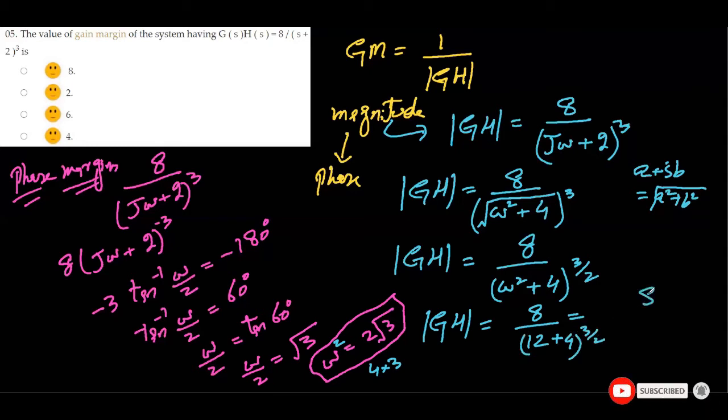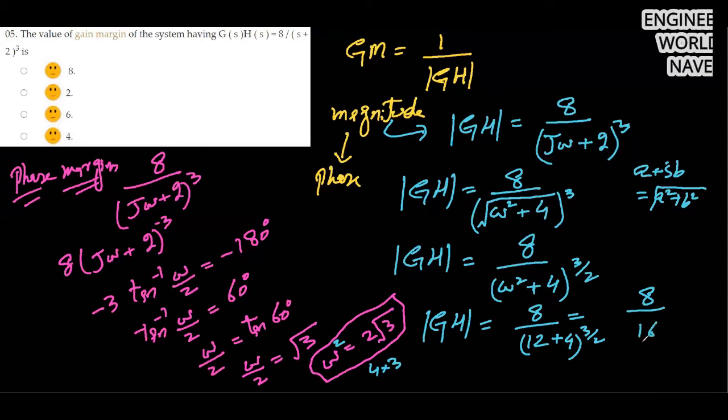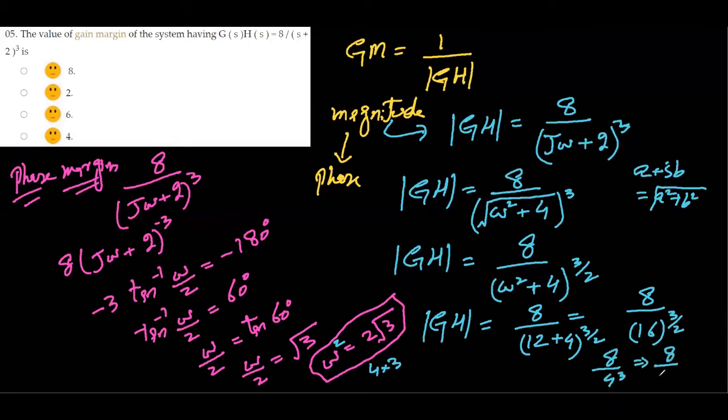So that will be equal to 8 divided by (12 plus 4, that is 16) to the power 3 by 2. If you take the square root of 16, you will get 8 divided by 4 cube. So 4 cube is 64, so it will be 8 divided by 64. So 8 divided by 64 will be equal to 1 divided by 8.